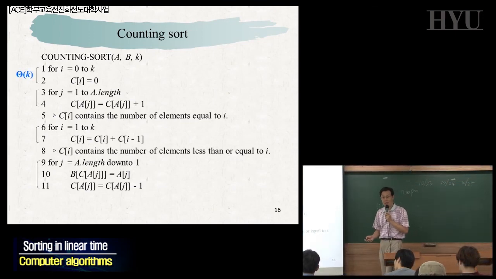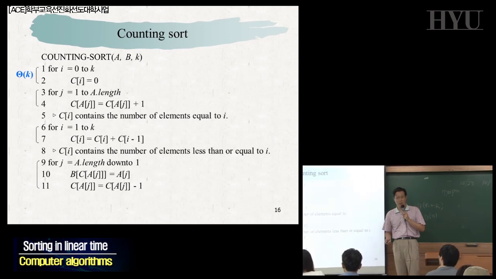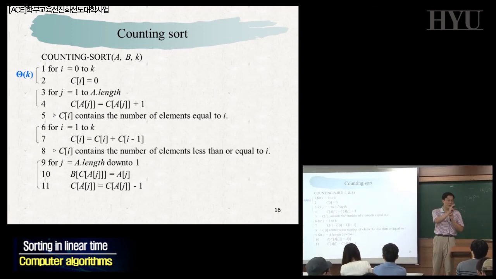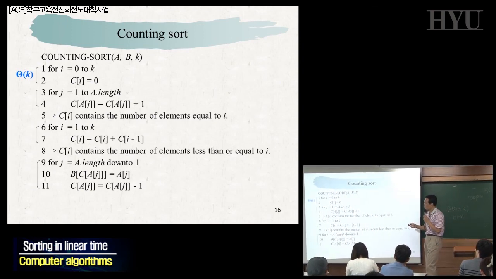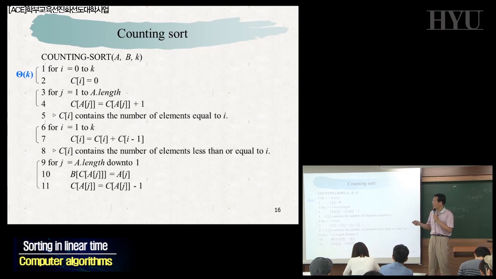And more exactly, it's theta of k, because exactly k. Big O of k is fine. So first we initialize the counter array with zeros, and its running time is simply theta of k.